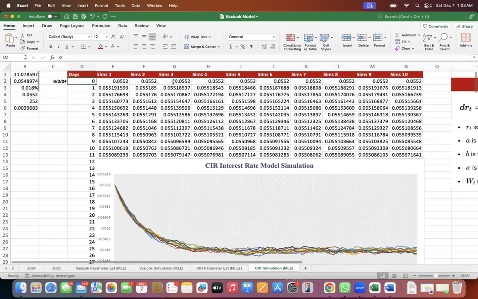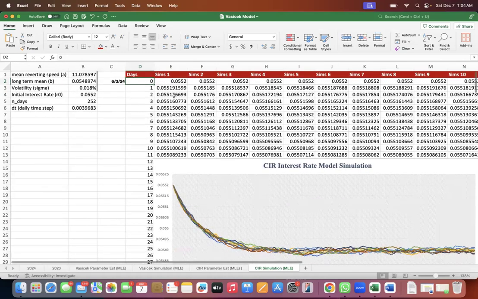Always remember, if I talk about industry, in industry we generate like 1,000 simulations, even 10,000 simulations also. So it depends on the use case. But in the Excel spreadsheet, I've just done 10 simulations so that it's easy for all of you to understand.